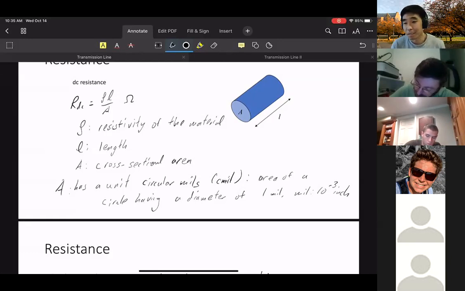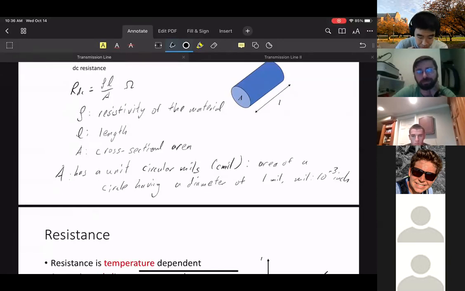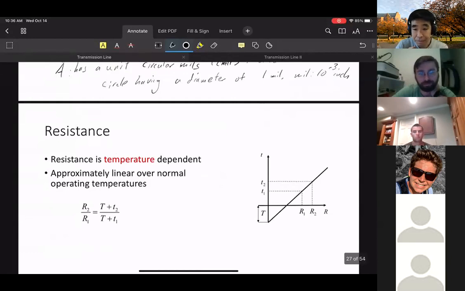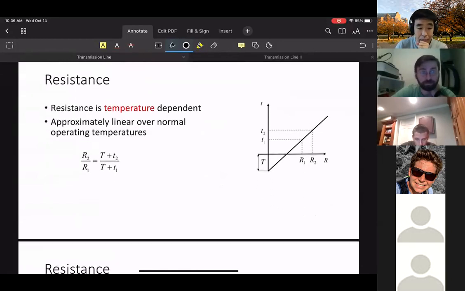This was confusing for a lot of Canadian people, why the unit turns out to be this way. But you'll see things given in these units; just understand it as a base unit. We measure everything relative to a circle with a diameter of 10 to the minus 3 inches. That's just how we measure these units. So the larger the cross-sectional area, the smaller the resistance. And resistance also happens to scale linearly with temperature, so the higher the temperature, the higher the resistance we have.